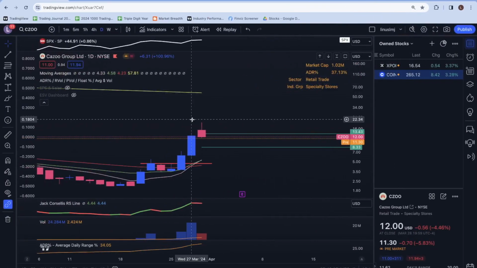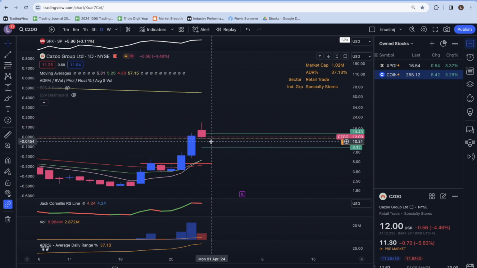So one of the things I also took away from this trade in CZOO is that I should have used an even bigger position size. Even though I used a bigger position size than my normal, I could have used an even bigger one. So that's something for me to reflect on and learn how to improve from, because like I mentioned, with a bigger position size I could have made much more on this trade.